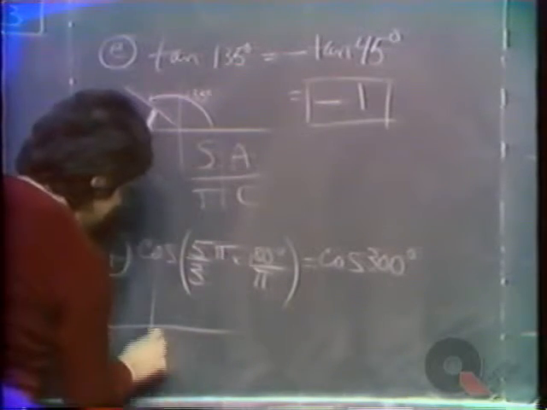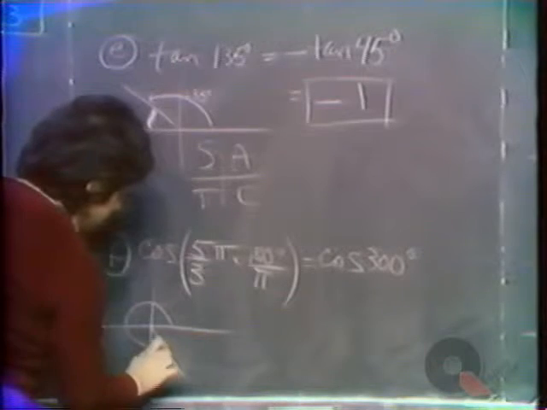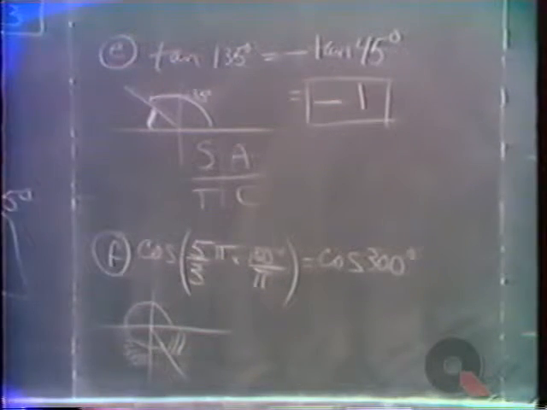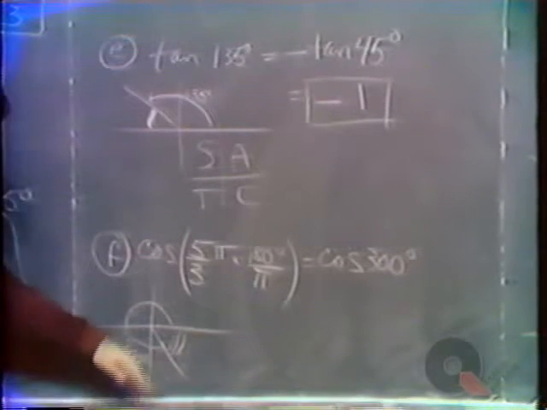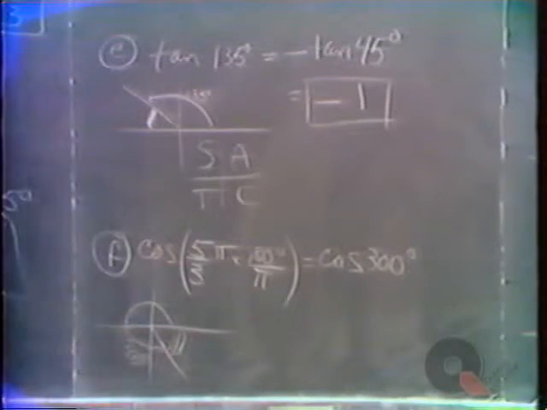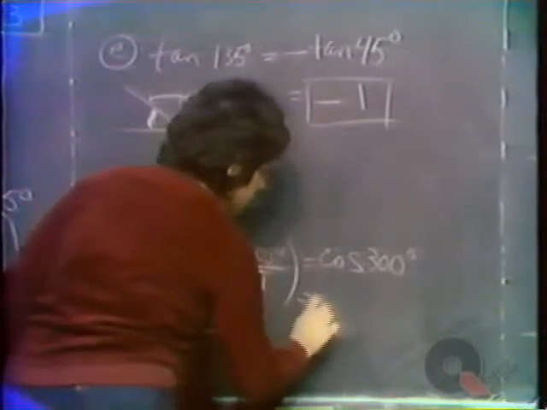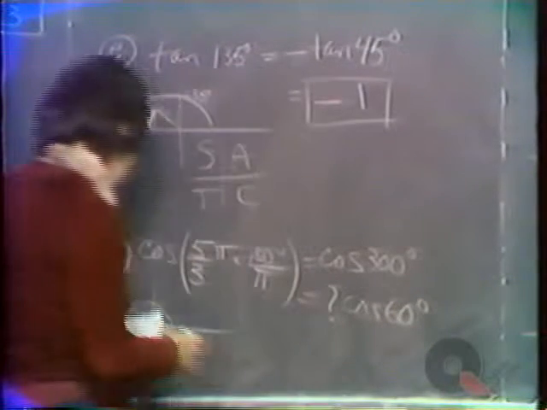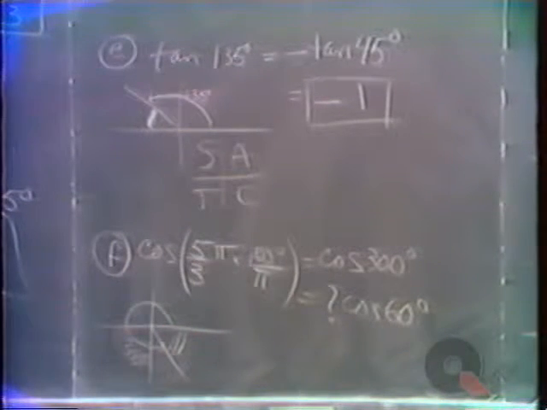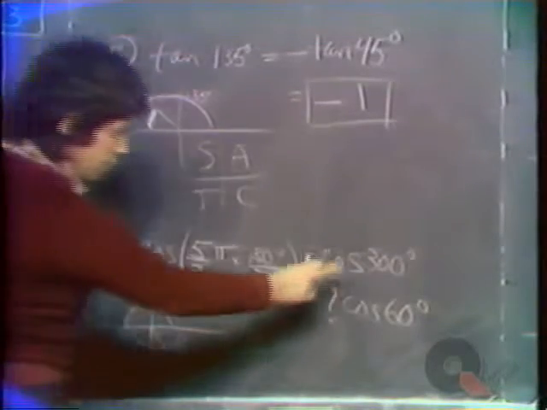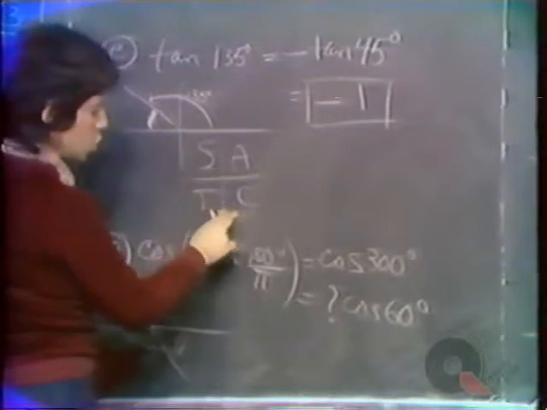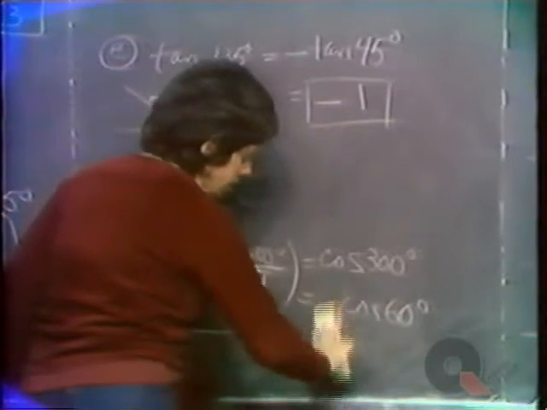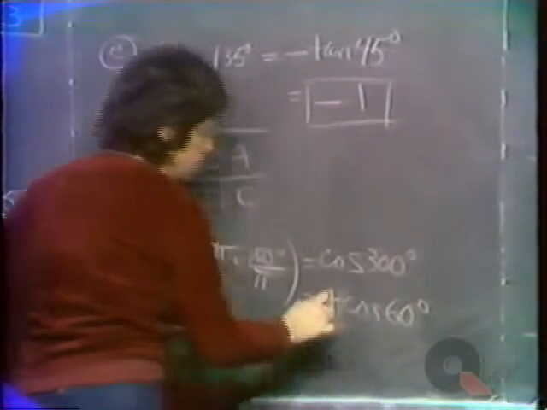300 degrees would be in the fourth quadrant, looks something like this. The acute reference angle would be 60 degrees, the difference between, well, 360 degrees minus 300 is 60 degrees. So it's going to be plus or minus the cosine of 60 degrees. Now, 300 degrees is in the fourth quadrant, where cosine and its reciprocal are positive. Cosine is positive, therefore this will be plus the cosine of 60.